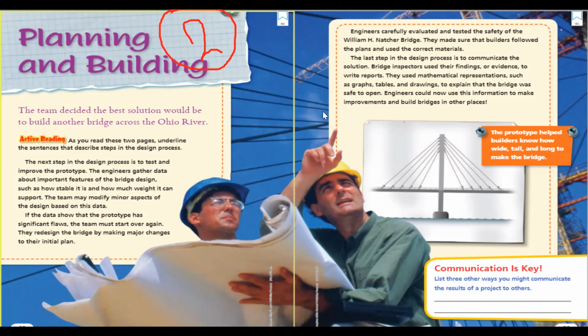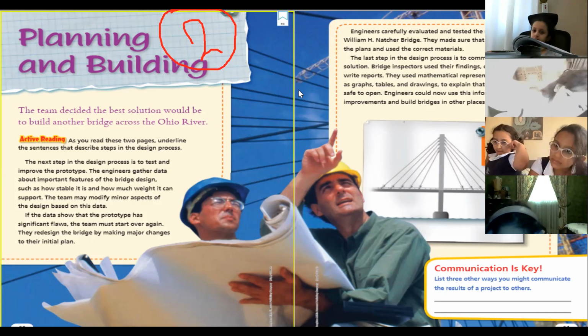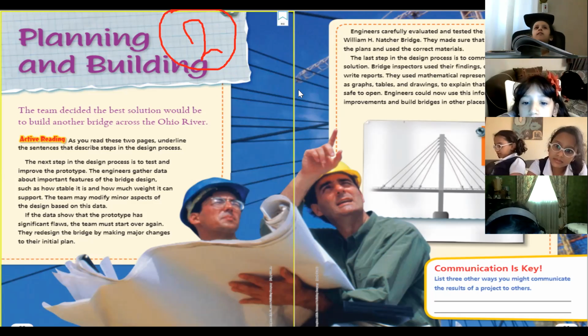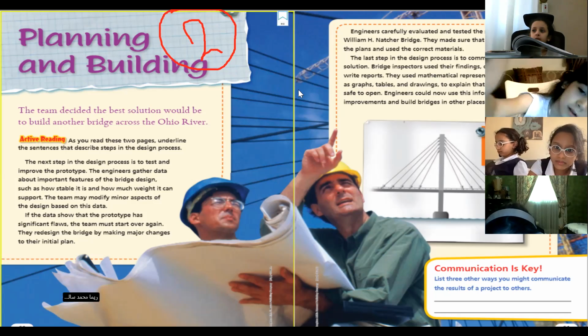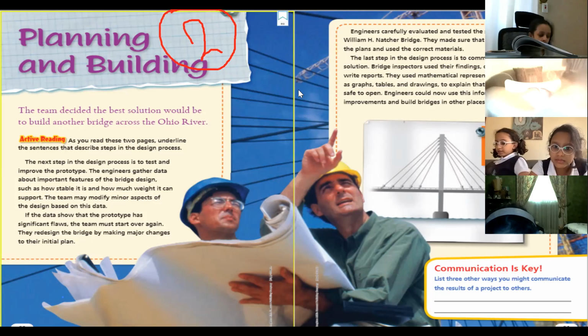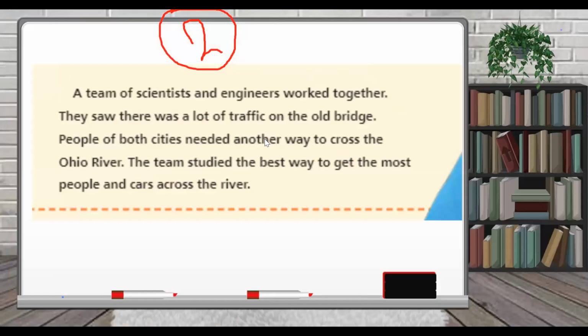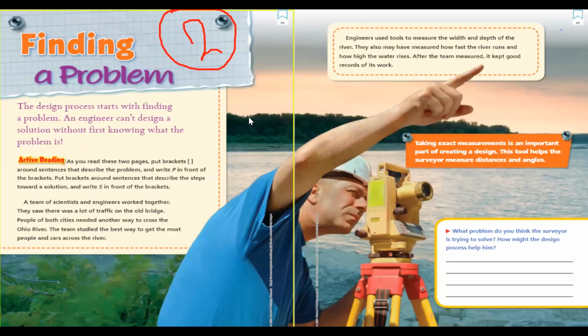Lara, Justiniya, I'm asking you to write number 2 on this page. Plan and build. Why number 2? This is the second step in the design process. What was the first one? Can you tell me, guys? The first one was to... No, the first one was to find the problem.